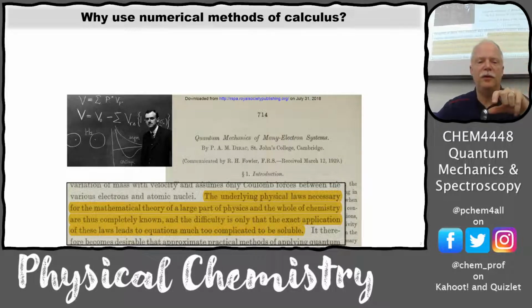So why use numerical methods of calculus? Well, remember Dirac in his paper, he said that the underlying laws of math and chemistry pretty much are completely known, but that these equations are much too complicated to be solvable. What does that mean? It means there's no analytical solutions, but we can take the sum of any function no matter how complex it is. So we use numerical methods to solve these equations.